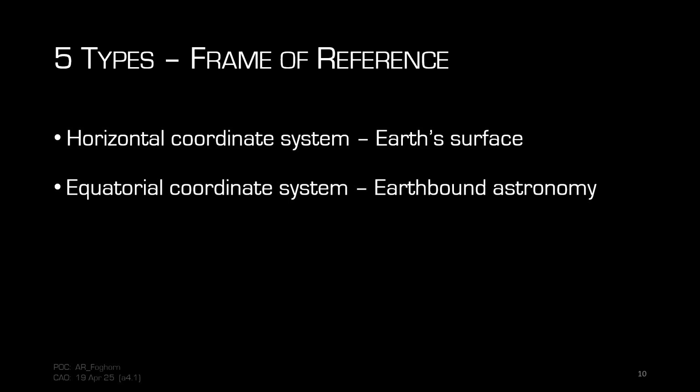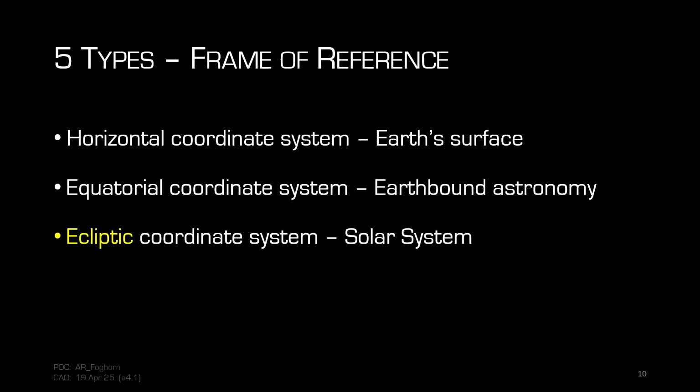The equatorial coordinate system is what is used by Earthbound astronomy, so it's basically our horizontal coordinate system just projected out into space from our equator. Our Earth's equator is the primary plane, and it's the primary spherical coordinate system that is used for Earthbound astronomy. So telescopes on Earth looking up at space, that's the coordinate system they use.